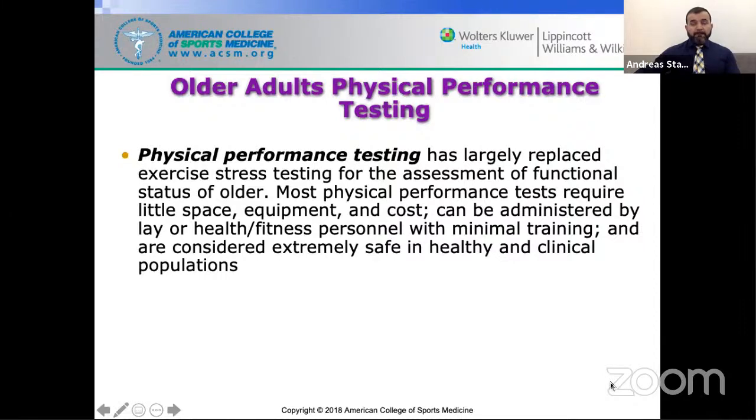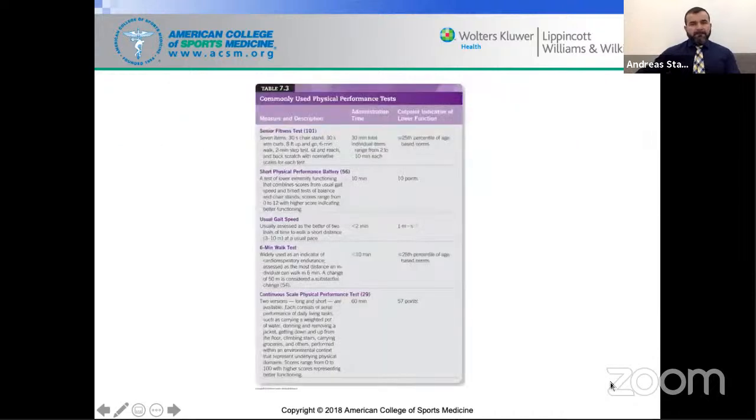Except that instead of exercise stress testing, we are using physical performance testing for older adults. We've talked about the exercise testing in 212, we covered it in 214 in the beginning of this semester. Here we're going to see a lot of examples. We can go online and Google them. There are a battery of tests that we use, and they're better predictors of their functionality than those exercise tests that we've covered for other adults.